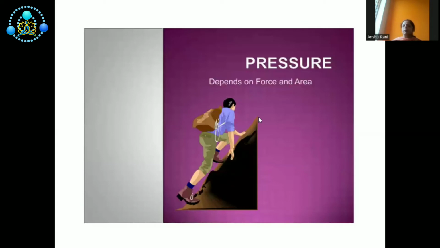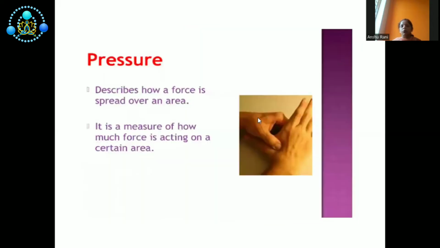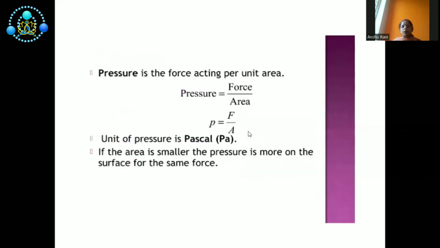Next is pressure. Pressure depends upon force and area. Pressure is equal to force exerted on unit area. Pressure describes how force is exerted on a particular area. In this example of acupressure, a person is exerting pressure on a particular part of the hand with the help of the thumb. That is exerting pressure on a certain area. Pressure is equal to force per unit area. Its unit is Pascal. If the area is smaller, pressure will be more.